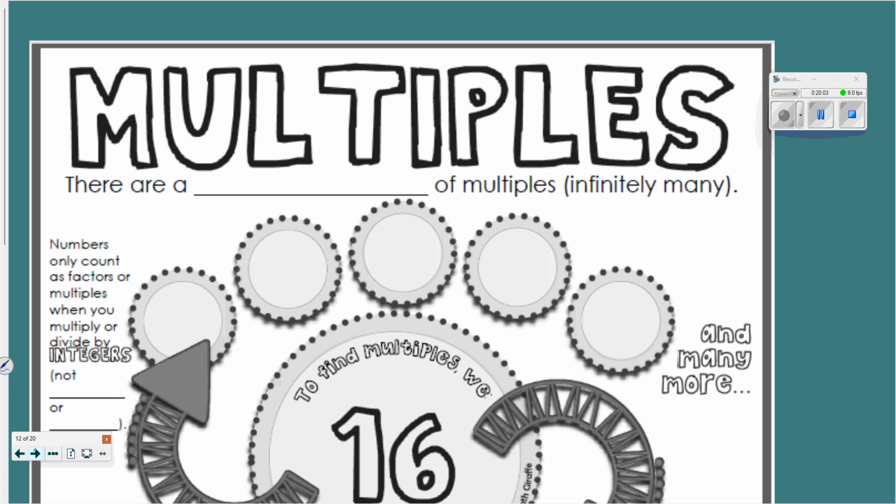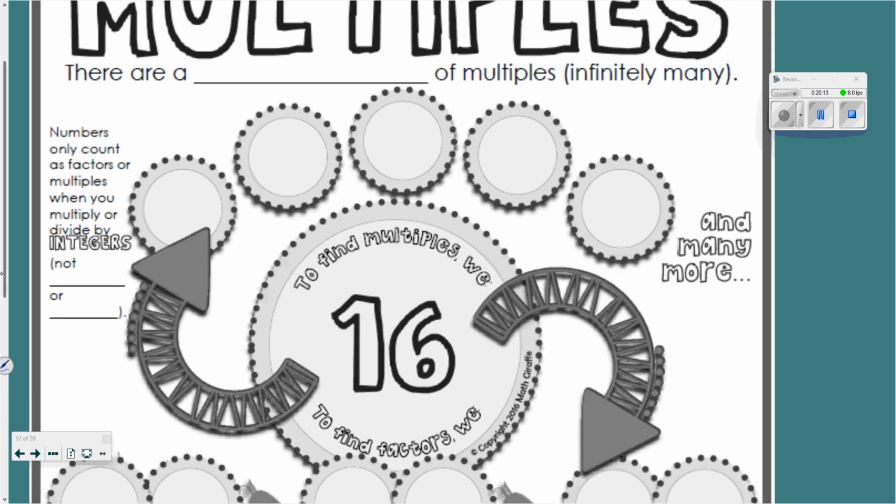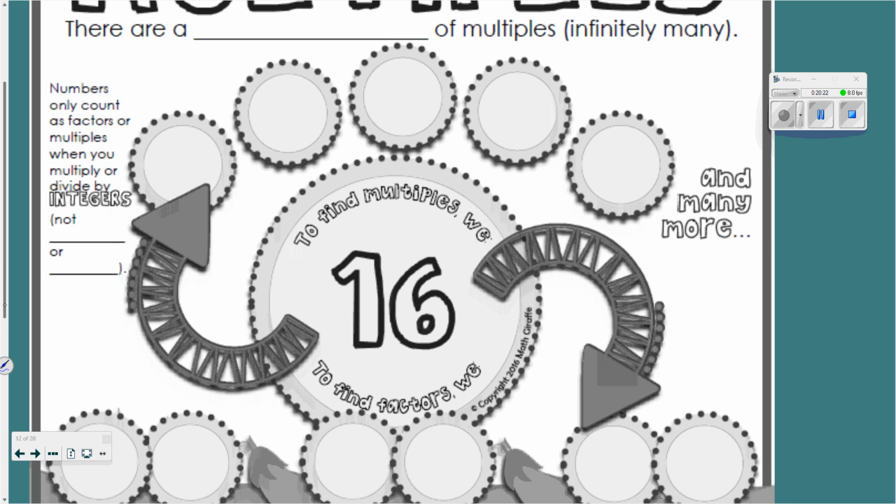So in order to do our definitions, we're actually looking at a couple examples first. That should help you understand the definition. So when I use the number 16, to find the multiples of 16, what do I need to do? What would be the multiples of 16? Maybe that'd be a better way to ask. What would be the next number?